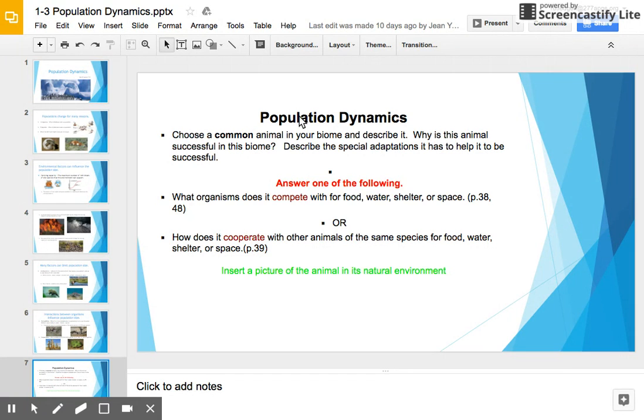Then choose a second thing to address on your population dynamics slide. You should either talk about organisms that your common animal competes with, or talk about how it cooperates with other animals of that same species, like those meerkats we looked at on the last slide, how they were living together and working together to look for predators. So talk about how it cooperates with other animals of the same species for resources like food, water, shelter, or space. And then make sure on that slide that you include a picture of your animal in its natural environment.